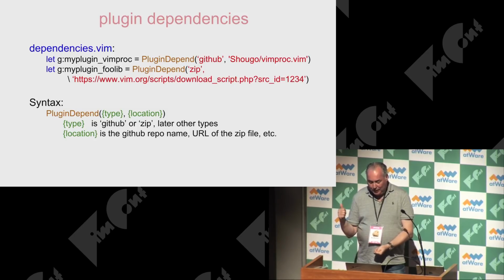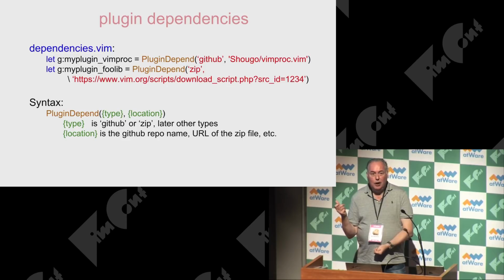And the first one gets it from GitHub, and you only need the project name then. And the second one is an example where it's just a zip file that exists somewhere. And that's actually convenient, so you can get them from the Vim script database.